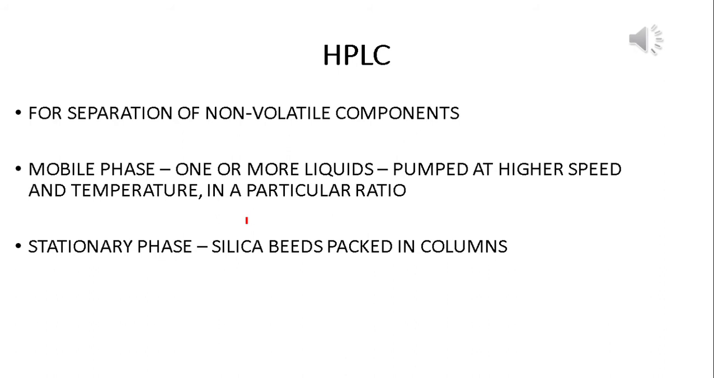This is used for the separation of non-volatile components, which means the components of the mixture cannot be evaporated. So in the liquid phase itself, they are separated. Here the mobile phase consists of one or more liquids. For example, water, acetonitrile, etc. Sometimes only one liquid is used, sometimes two or three are used, and whenever more than one are used, they are in a particular ratio.